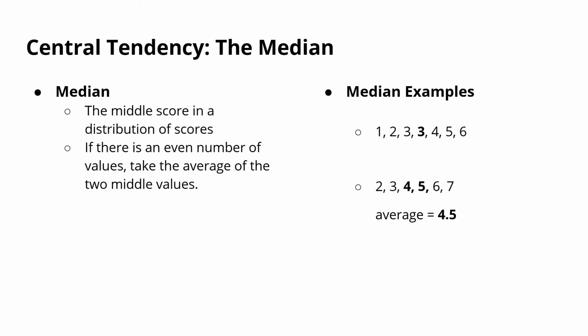Now, if you happen to have an even number of data points, like in the second example with scores of 2, 3, 4, 5, 6, and 7, you take the average of the two middle data points to get the median. So that is the middle of the distribution. You have an equal number of scores above and below that median in a set of data.